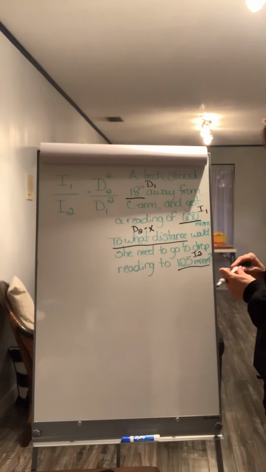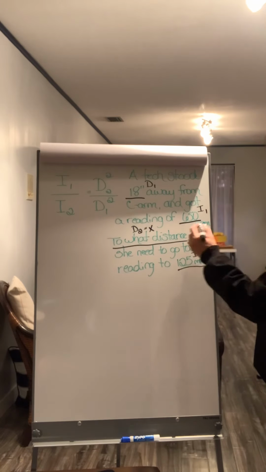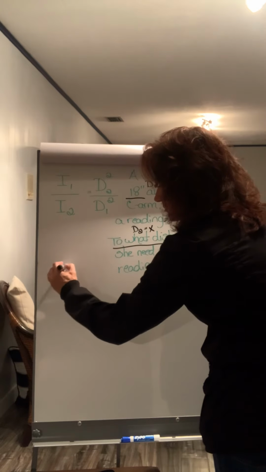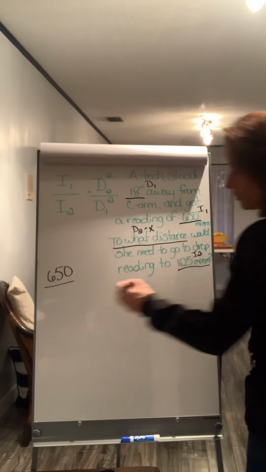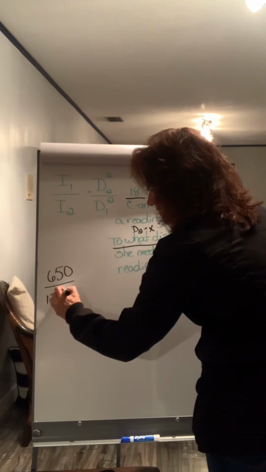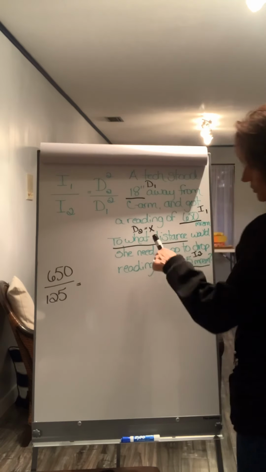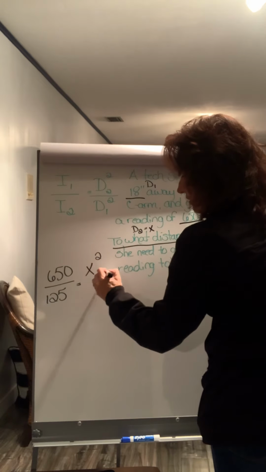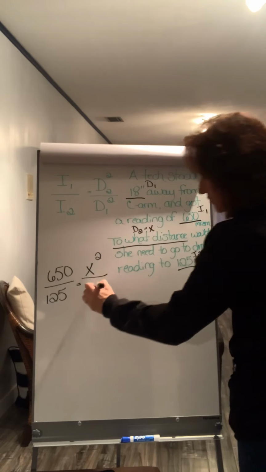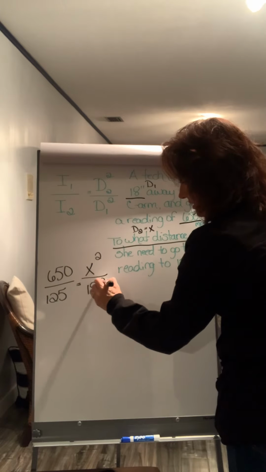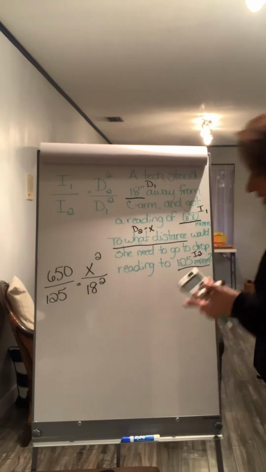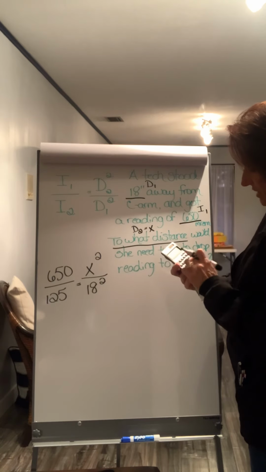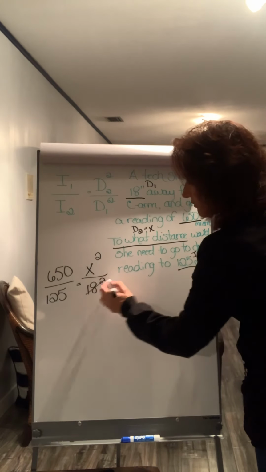Okay, so if we set that up mathematically, we get I1, which is 650, over I2, which is 125, is equal to D2 squared, so that's my X squared, over D1 squared, which is 18 squared. If I square 18 to get rid of that first, 18 times 18 is 324.